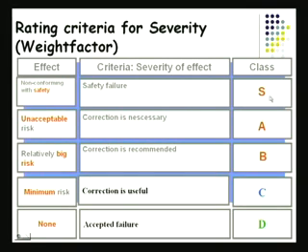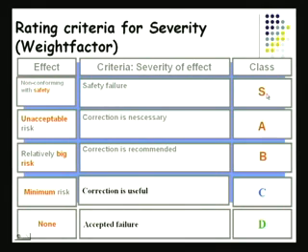If it's a safety failure, it belongs to class S. If it's unacceptable, industry calls it class A. If it's a relatively big risk and correction is recommended, it will be class B. If there's minimum risk, that will be class C. And if you are willing to live with it, it will be class D. So these are the different ways by which I categorize my severity.